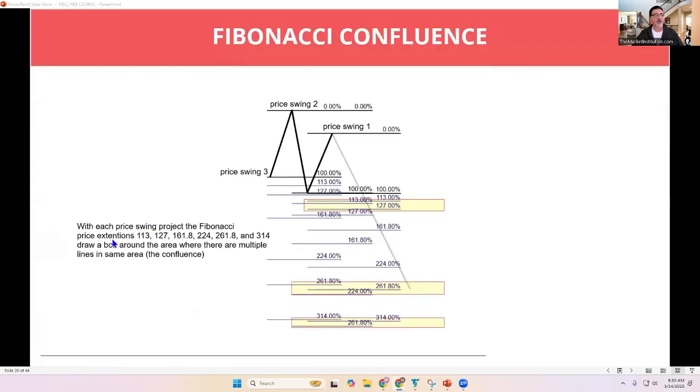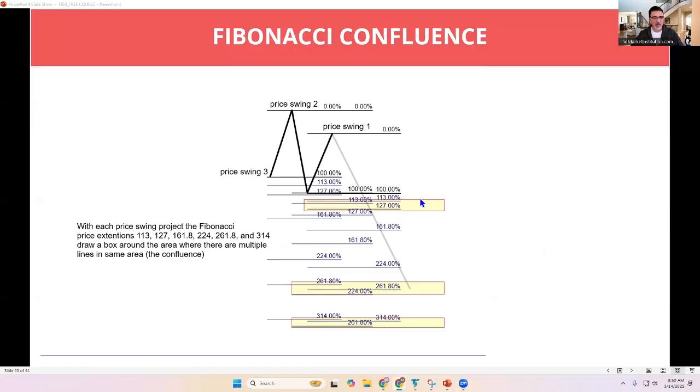For example, I tend to use 3 swings. Now, if I'm looking for a projected price move, I'll use a swing up, a swing down, and then a swing up. So 3 price swings, measuring from low to high on each one of these, extending beyond, looking for 113, 127, 1618, 224, 2618, or 314, and seeing where they overlap.